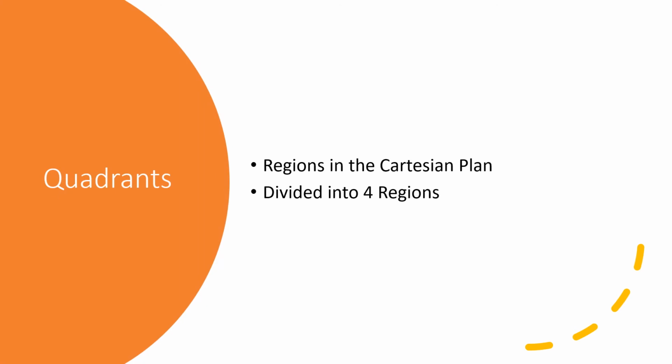We now have the origin and the axes. When the axes meet at the origin, they divide the plane into four regions. We call these regions quadrants. It is divided into four regions, so let's go through them one by one.